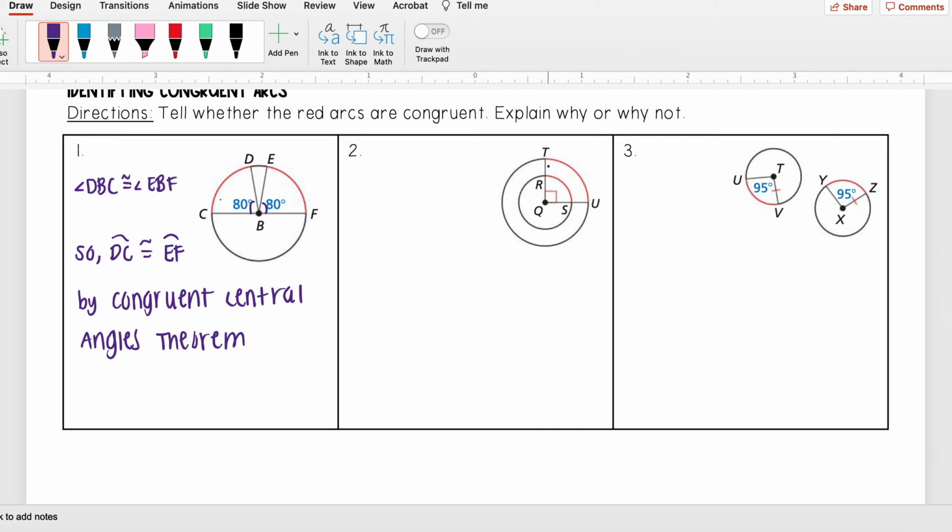Okay, let's look at this next one. So here I have my arc RS and arc TU. So I see that both of these arcs have the same central angle of 90 degrees. So those are congruent. So it's really tempting to say, well, then therefore that means that RS is congruent to TU. However, this is actually not the case. So the answer here is no. And the reason why is the circles aren't congruent.